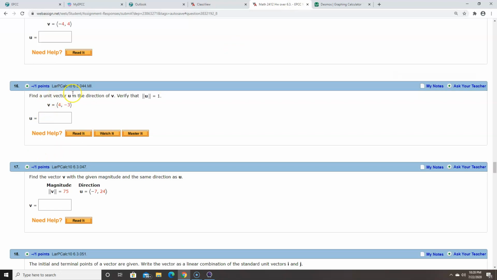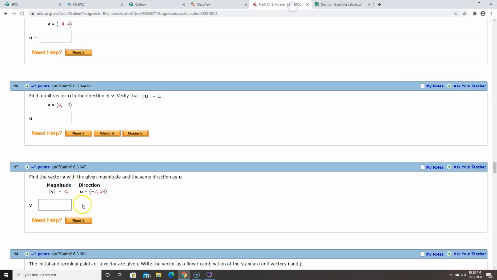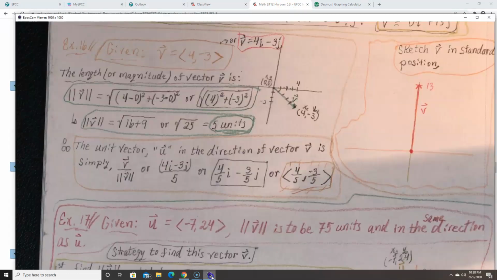Find a vector u that's in the same direction of vector v. They don't tell us how to write it, but we could write it in component form, or we could write it as a linear combination of i and j's, either way. So now we want a vector u that's in the same direction.